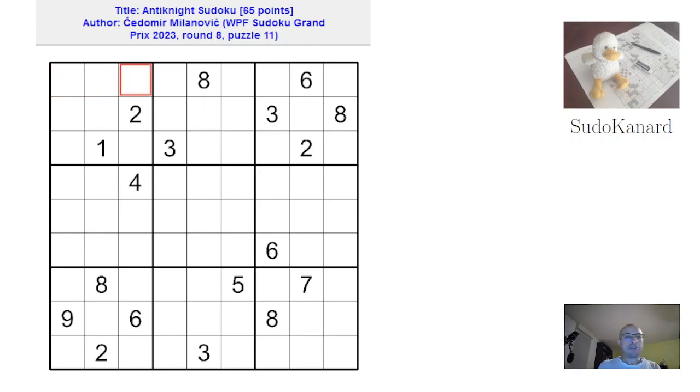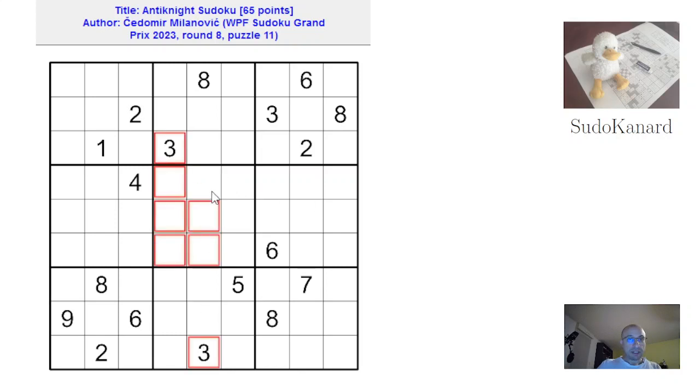So the special rule, as you may recall, is that whenever two cells are separated by a knight's move, like in chess, those digits must be different. And that's all there is to it. So where do we begin? Let's focus on digits that have several occurrences.